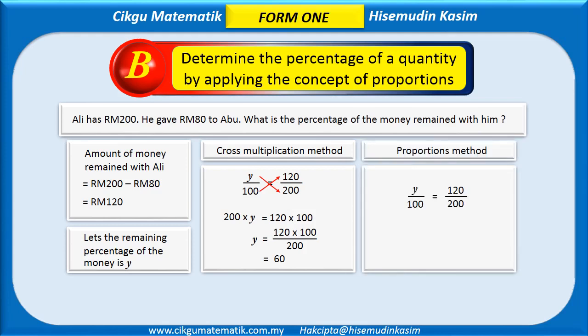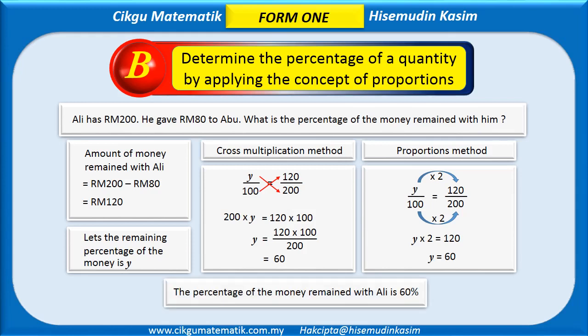Proportion method. Y over 100 equal 120 over 200. 100 times 2 equal 200. Y times 2 equal 120. Y equal 60. The percentage of money remaining with Ali is 60%.